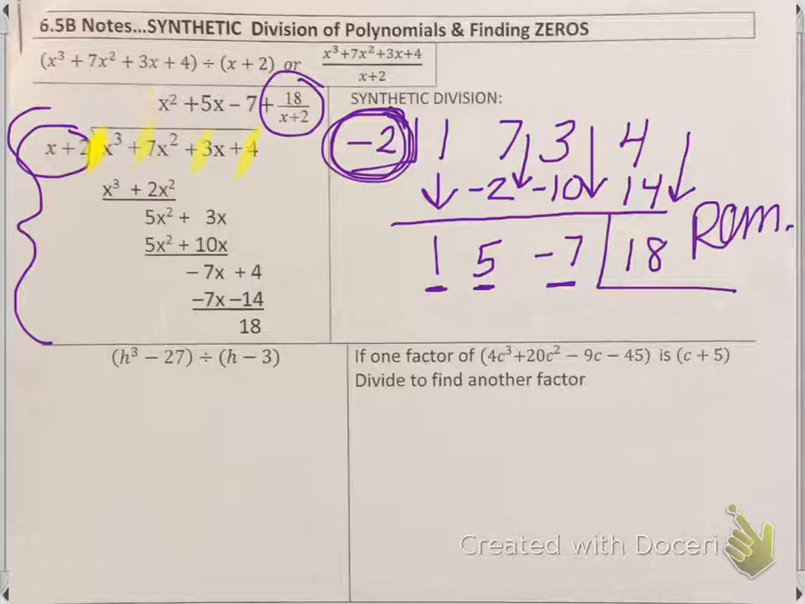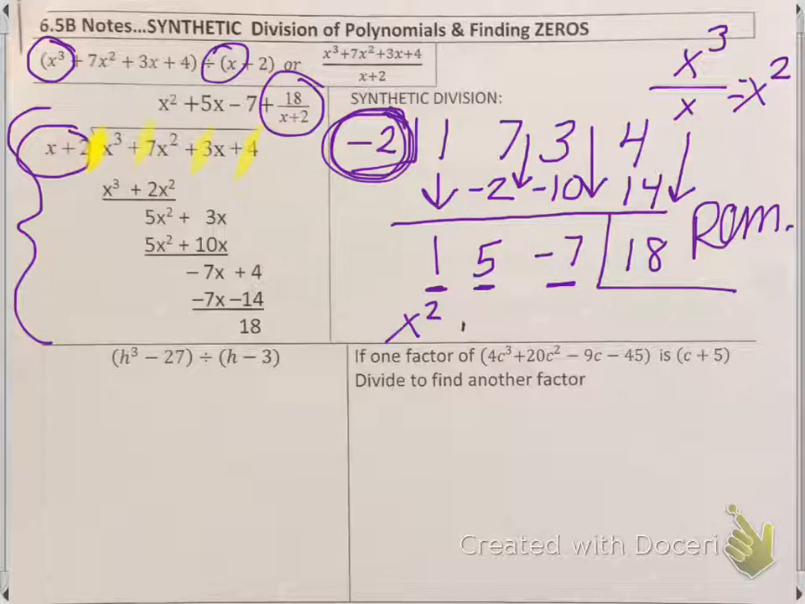Now, I have to keep in mind that if I started off with something that was x to the third, and I divided by something that was x to the first, I am no longer having a third degree equation. I have a second degree equation. So yes, these are coefficients, but it's 1x squared plus 5x minus 7. So we're counting down the exponents, x squared, x, and then nothing. And then plus my remainder.